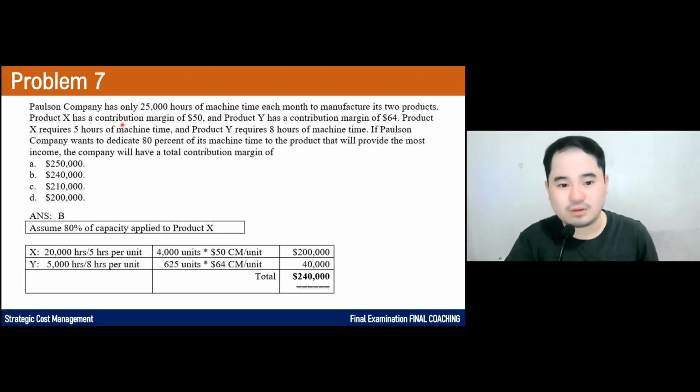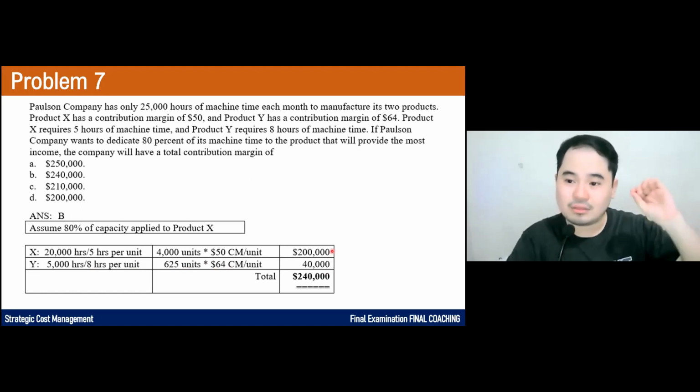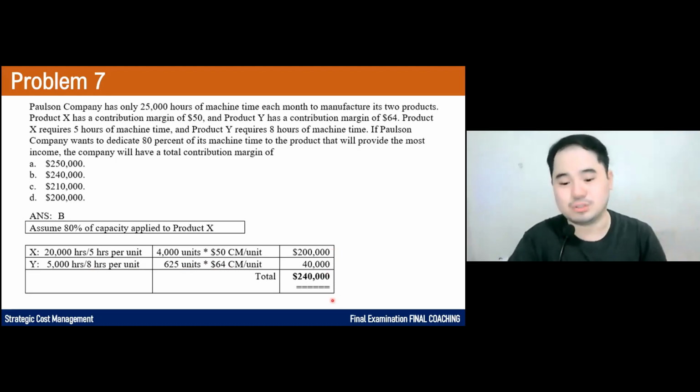Ngayon, kung 25,000 hours, yung 20%, yung matitira, yung 5,000, doon na siya sa product Y. So 5,000 hours divided by 8, that's 625 units times CM per unit of 64, that's 40,000. So your total contribution margin in selling the item that has the most contribution margin per scarce resource is 240,000. Letter B. Ayun.